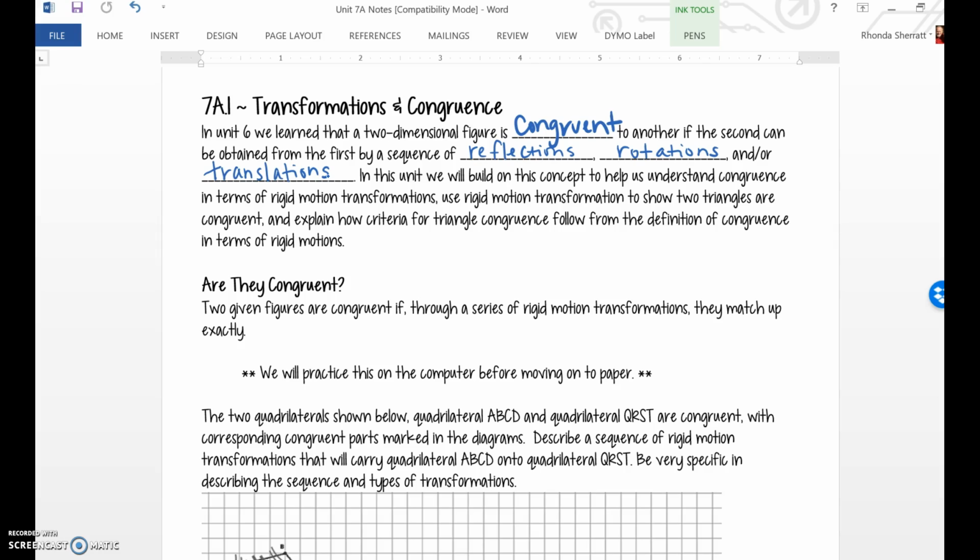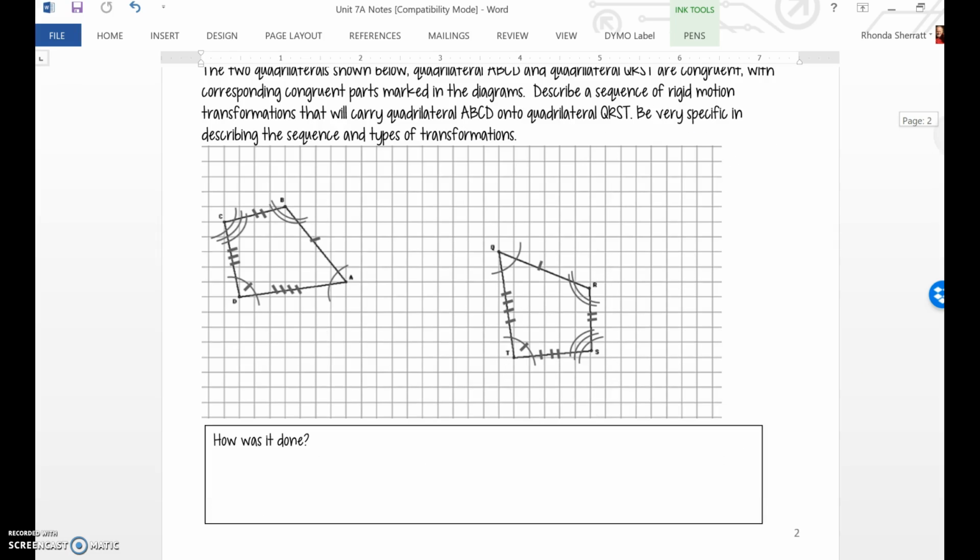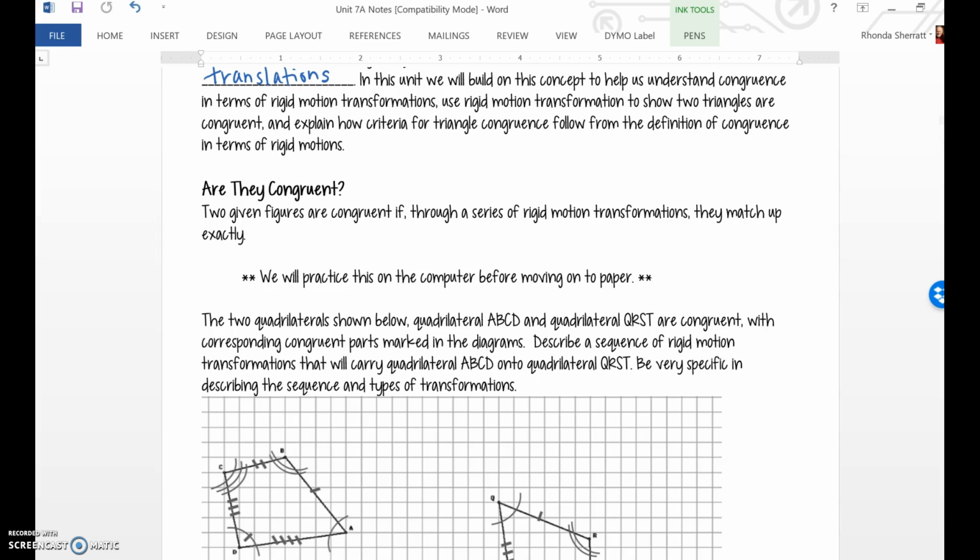So in this unit, we are going to build on this concept to help us understand congruence in terms of rigid motion transformations. Use rigid motion transformations to show two triangles are congruent and explain how criteria for triangle congruence follow from the definition of congruence in terms of rigid motions. Today we're going to talk about how we determine if two figures are congruent. Two given figures are congruent if through a series of rigid motion transformations they match up exactly. So we're going to practice this on the computer.